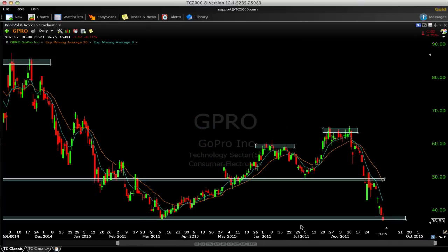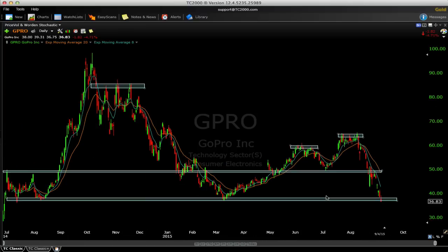GoPro has completely fallen apart. We talked about this the other day. I mean, it took 5 or 6 months to grind out gains from $36 all the way up to $65, and then it gave it all back in 1 month. Very poor action here, but we are at a pretty interesting inflection area. We're overextended to the downside, so it looks like there's a lot of money just trying to jump out of this thing really quickly. So we'll have to see if this is just an overshoot here.